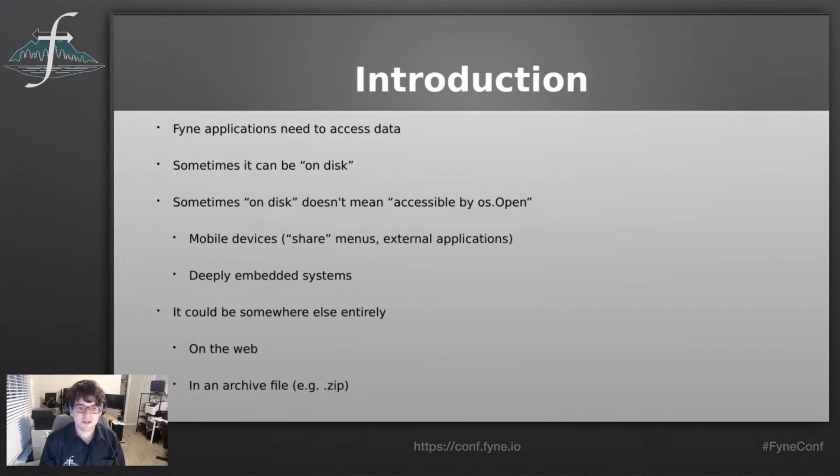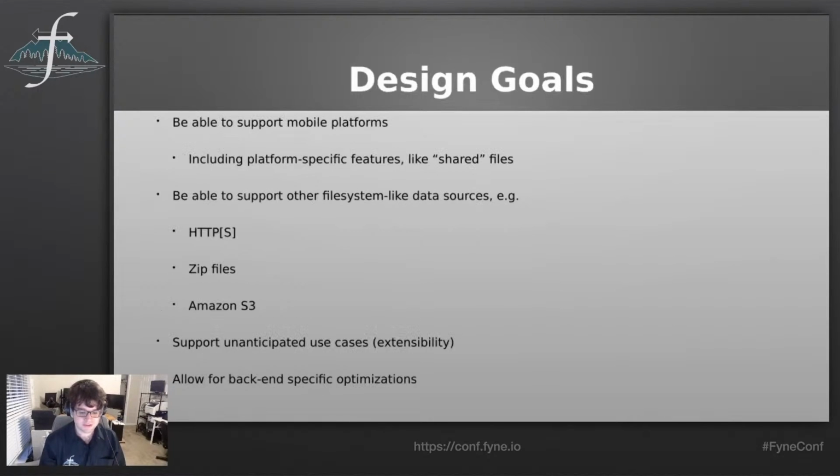Additionally, the data that you're interested in could be somewhere else completely different. It could be on the web. It might be part of a cloud storage service like Amazon S3 or Dropbox. It could also be in an archive file, like a zip or a tarball. And we'd like to make it really easy for developers to work with data from all of these sources in a simple and consistent way when they're developing their applications.